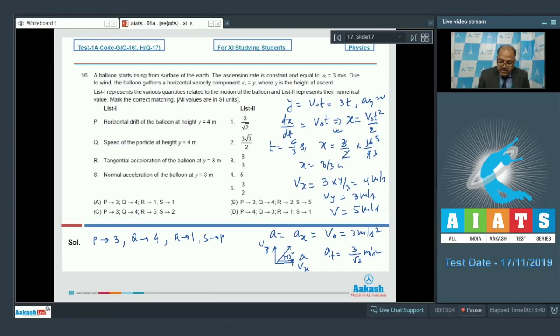So if you look at the options, A matches exactly with what we have got. So A is the answer for question 16. Let's go to the next question now.